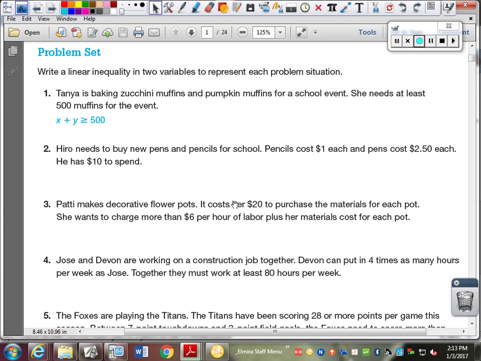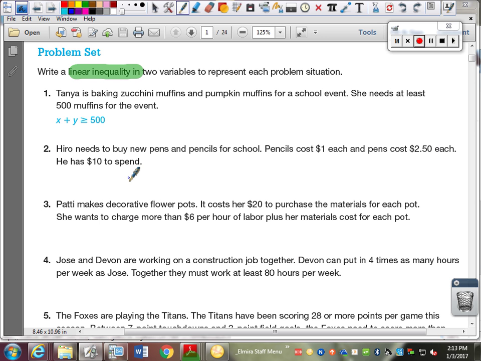All right, in the first problem set, you're being asked to write an equation. It might be standard form, it might be y equals mx plus b form, but it's not going to be an equation, it's going to be an inequality, a linear inequality. So we're looking for keywords to help us set up the inequality and so forth.